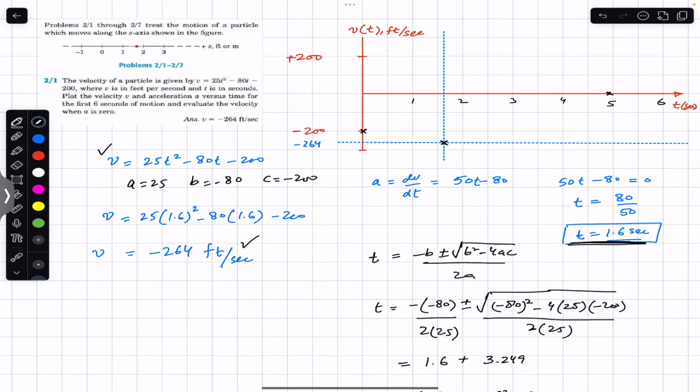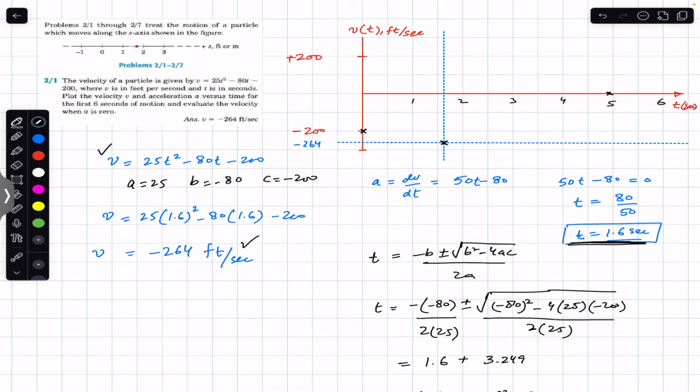And since this velocity is a quadratic function, a second degree curve, it will look like this. At this particular point, the slope of the velocity curve will be equal to 0. It will be a straight line. So at that point the acceleration is equal to 0, since the acceleration, or dv by dt, always tells us the slope of the velocity graph.